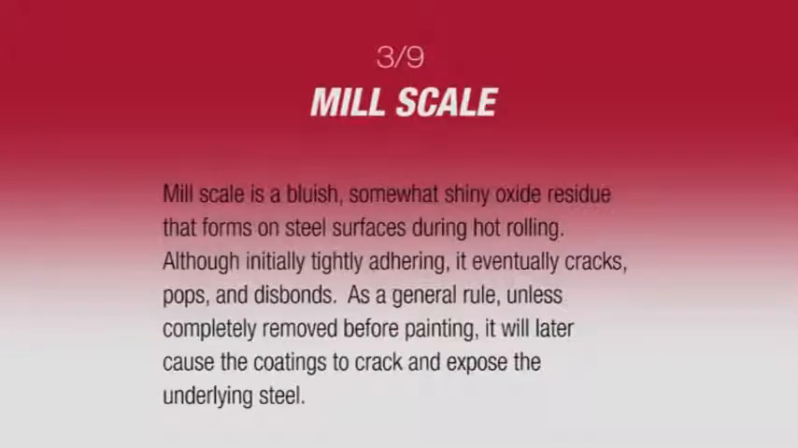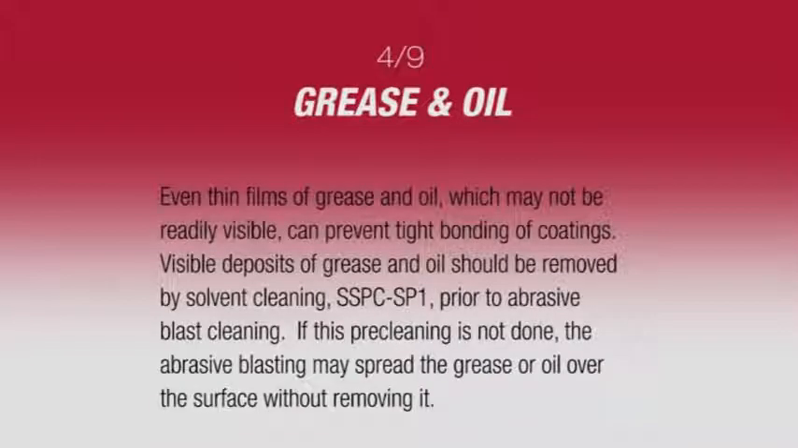Mill scale. Mill scale is a bluish, somewhat shiny oxide residue that forms on steel surfaces during hot rolling. Although initially tightly adhering, it eventually cracks, pops, and disbonds. As a general rule, unless completely removed before painting, it will later cause the coating to crack and expose the underlying steel.